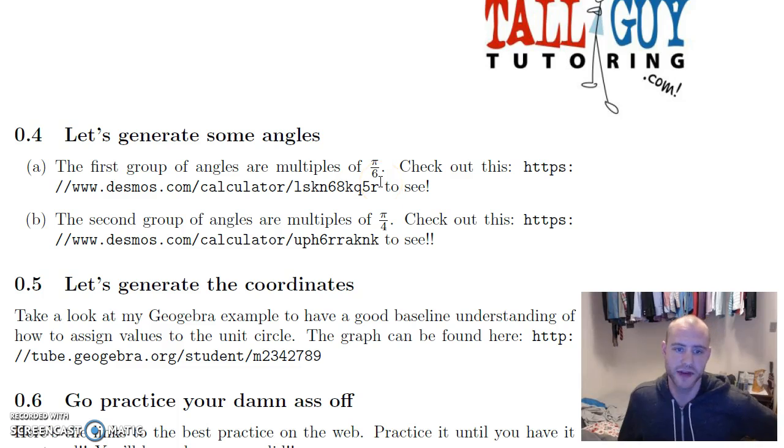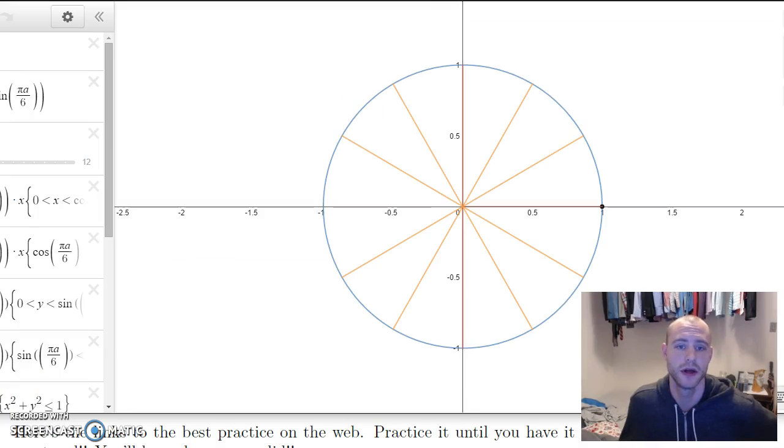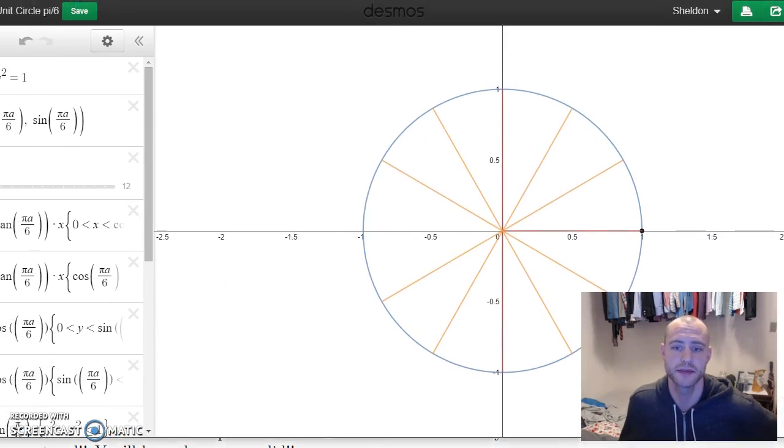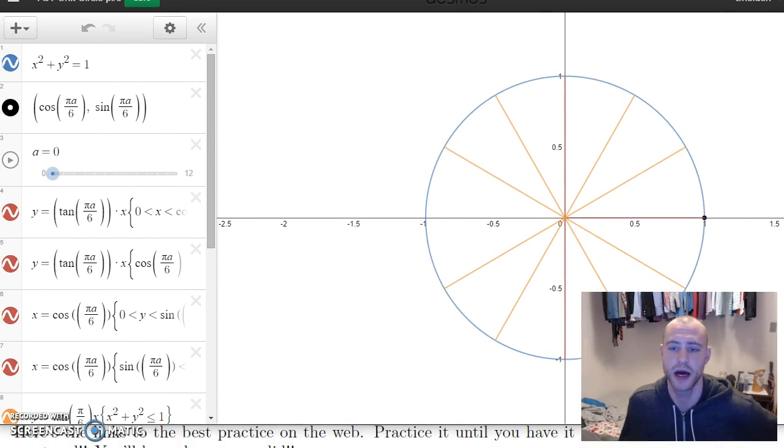So, the first group of angles are multiples of pi over 6. What does that mean? Let's have a look. Here is my little Desmos graph that I've made. It's to help you see the pi over 6 angles.